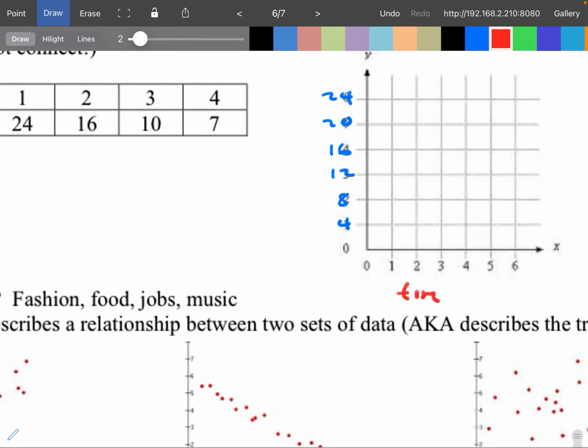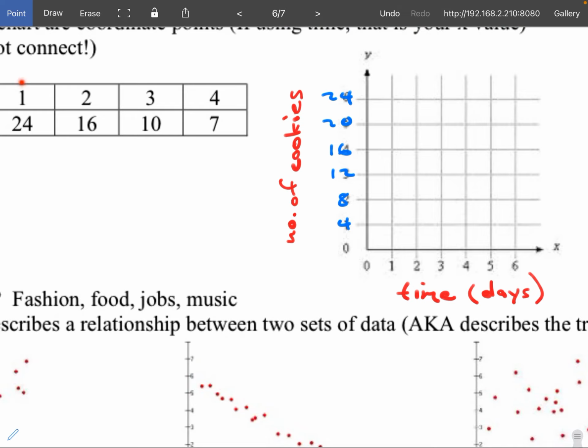So let's graph it. The other thing you should do on these, you got to label the axes too. So it was time on the top of that chart. So time will usually go on the x-axis, okay? So this is going to be time down here. And I believe it says it's in days. And then on the y-axis, it's the number of cookies.